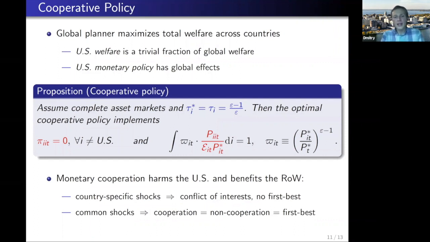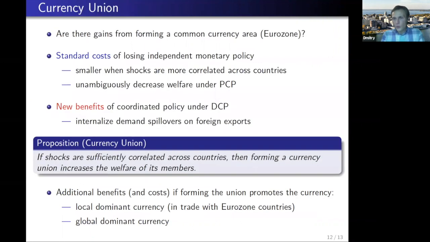So for example, when we studied the currency union, we assumed that countries have non-zero spillovers on each other. There's a positive share of trade between these countries, but we still assume that this currency union represents an infinitely small fraction of global trade. So it still has no effects on the US economy, for example.